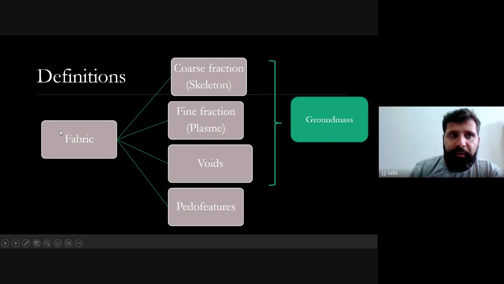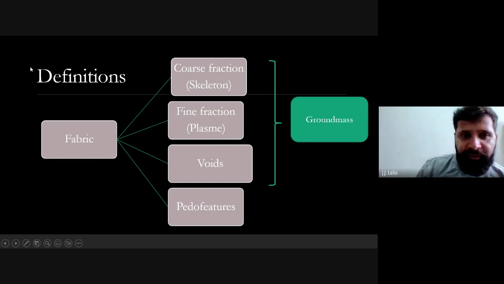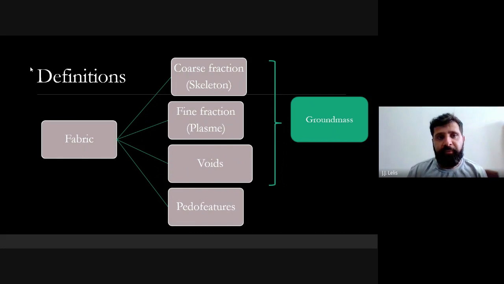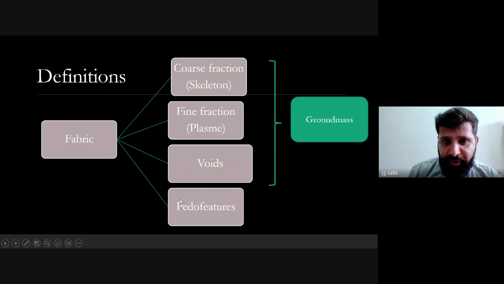When we describe thin sections, a lot of people usually give a lot of importance, a lot of attention to the pedofeatures, and they usually don't describe the coarse fraction or fine fraction and even the voids. But all these materials, all these topics are very important to be described because they tell us a lot about soil genesis.